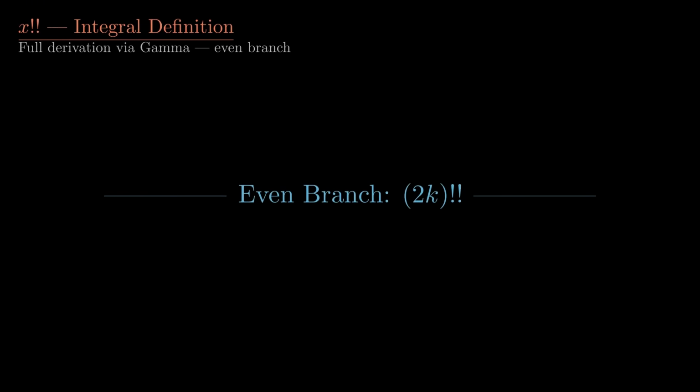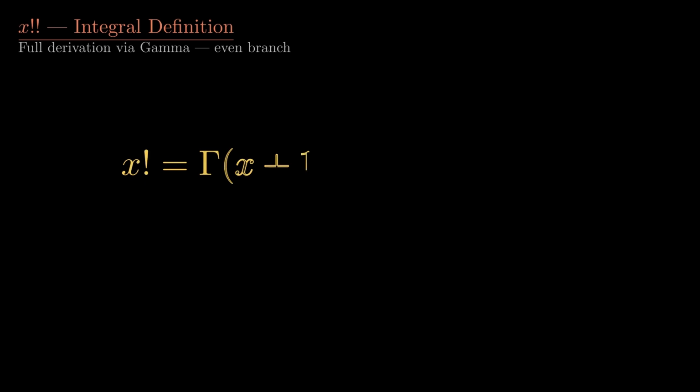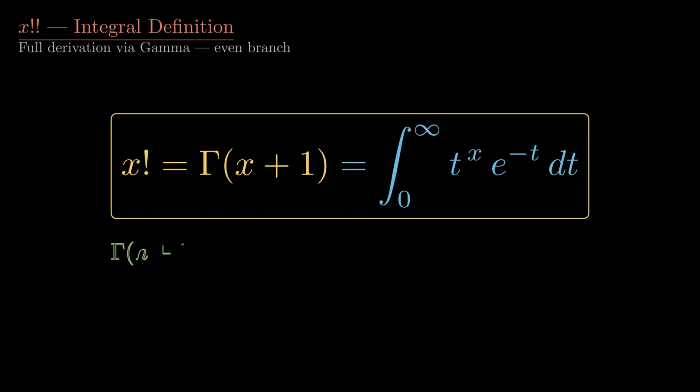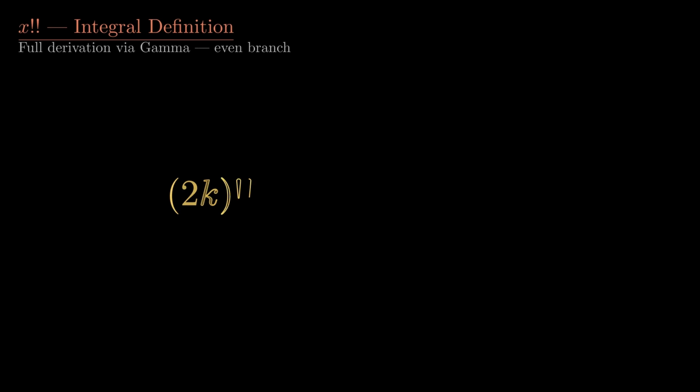To derive the continuous definition for the even branch of the double factorial, we must first revisit our mathematical anchor, the gamma function. By definition, the factorial of x is equivalent to gamma of x plus 1, which is expressed as an integral from 0 to infinity of t to the power of x times e to the negative t. This integral provides the smooth, continuous framework we need to extend factorials beyond discrete integers.